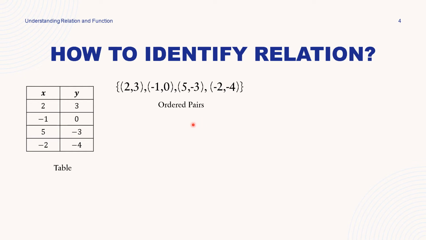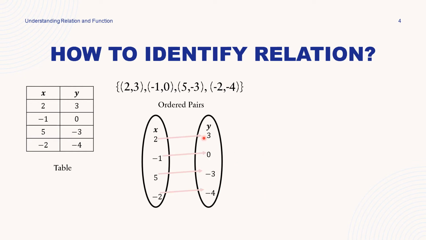Another way to represent a relation is known as the mapping. It maps from the first value to the second value. So the set of the first values are your x's. These are your domain. And then it maps going to y, or the second value of your ordered pair. So that's a mapping.